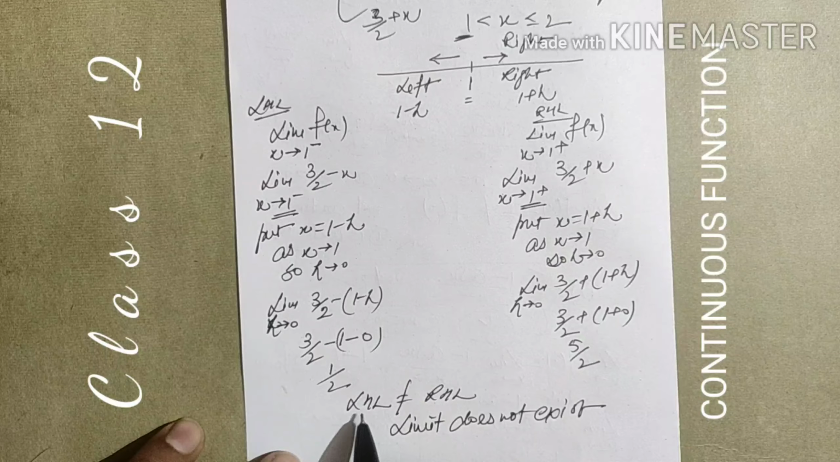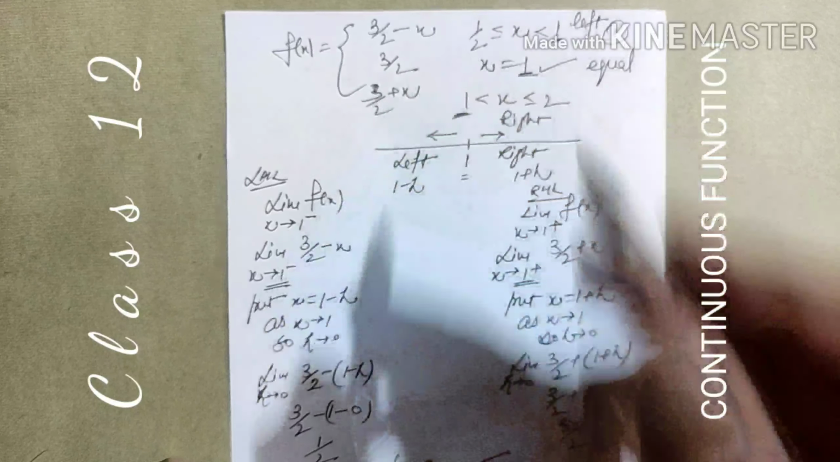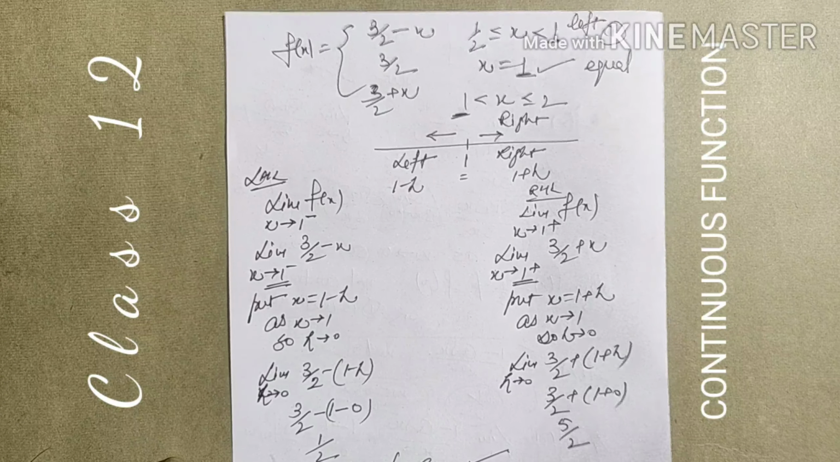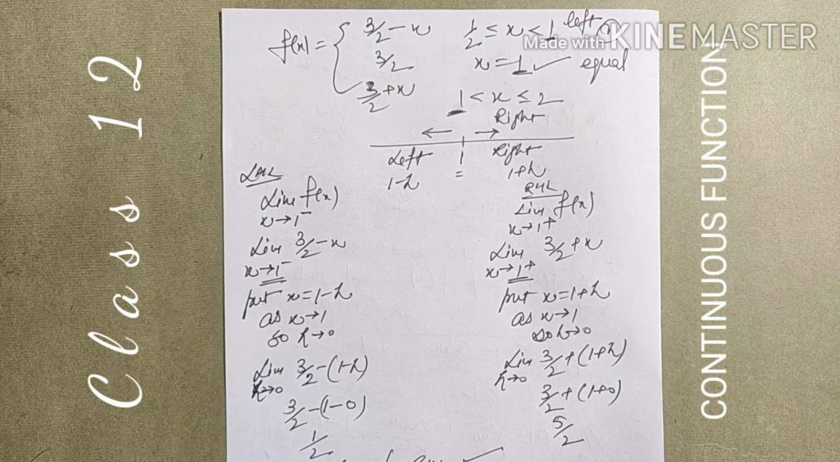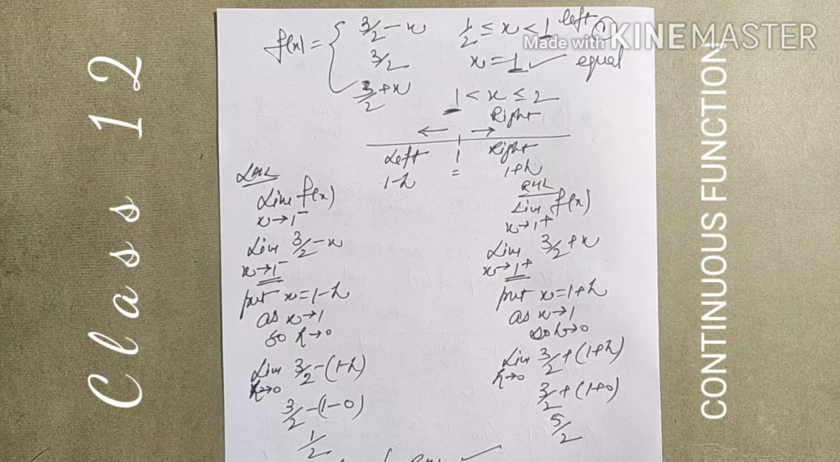If sometimes we get left and right the same, then we check that this value should be the same as this value, an equal value. If all become equal, then the third type of function is known as a continuous function. So this is the third type of function. We are going to continue with another example.